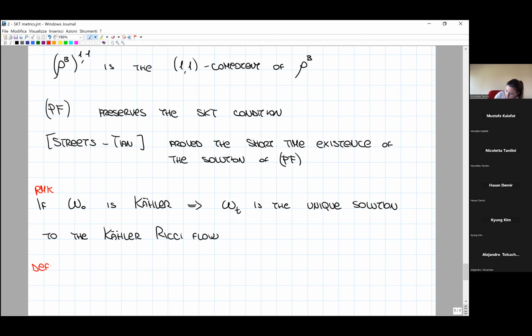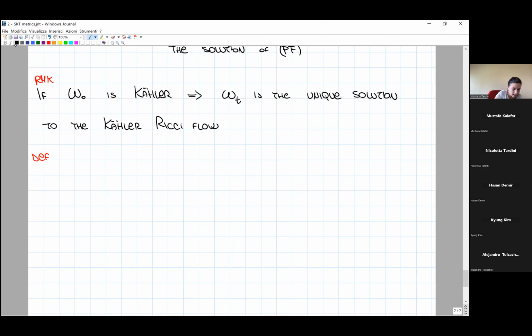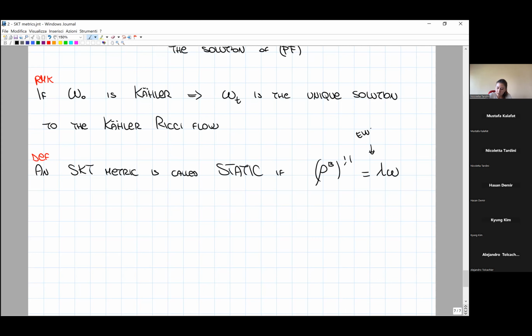So let me recall this definition due to Streets and Tian. So an SKT metric is called static if the 1,1 part of the Ricci form of the Bismut connection is a multiple of omega. So you see, this is an Einstein-like condition. Of course, if omega is Kähler and static, then it is Kähler-Einstein.